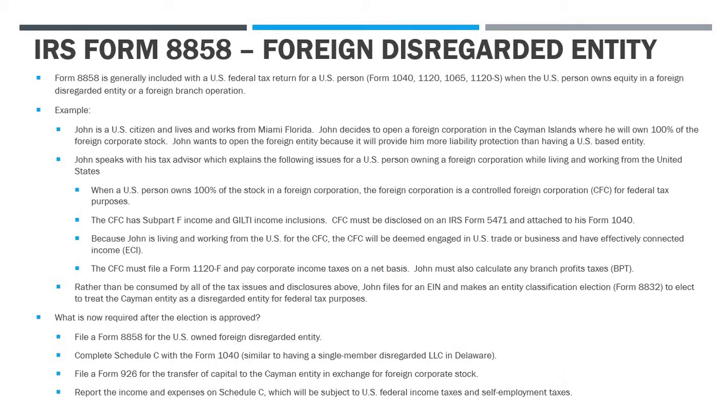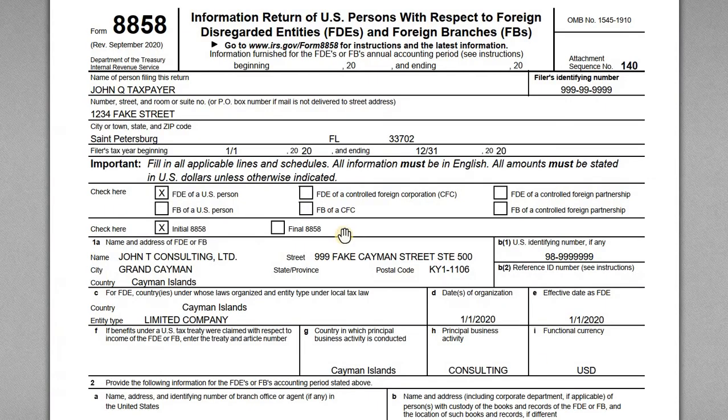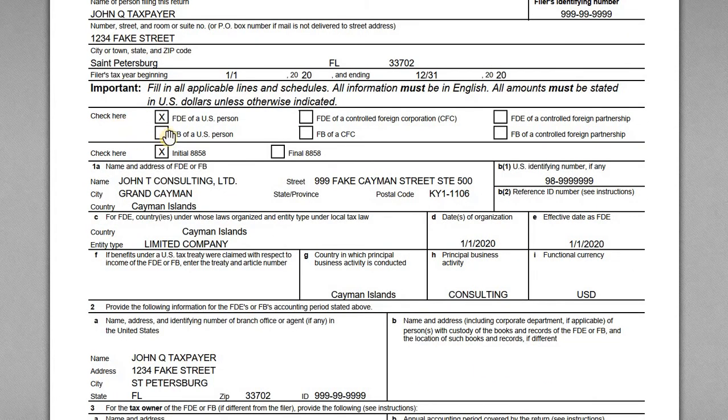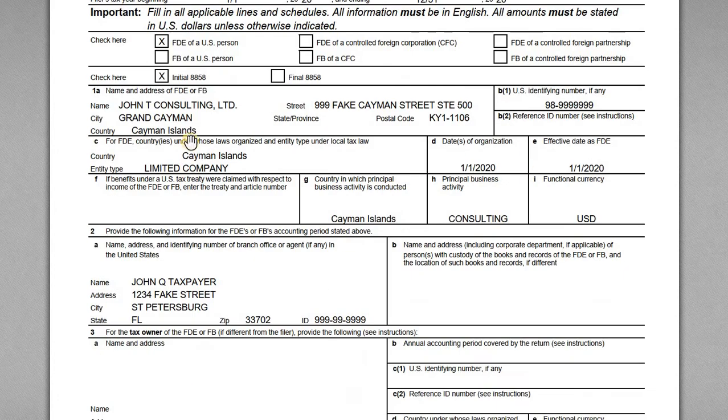So let's look at the form and start working through some of the elements. So the 8858, again, it goes along with the U.S. return. So we've got John's information up here. And then in this section here, we're indicating FDE, so a foreign disregarded entity of a U.S. person. If this was a branch, you would check this second box down here. And then if you're filing this in response to one of these scenarios, then obviously you would check that appropriate box. We've got an initial 8858 here.